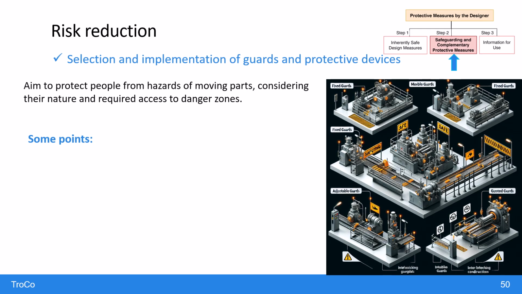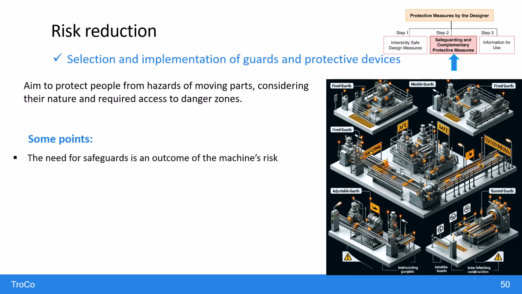Now let's focus on how we choose and implement guards and protective devices. This step is crucial in safeguarding individuals against potential hazards from moving parts. We consider both the nature of these parts and the need for access to danger zones. Here are key considerations in this process.